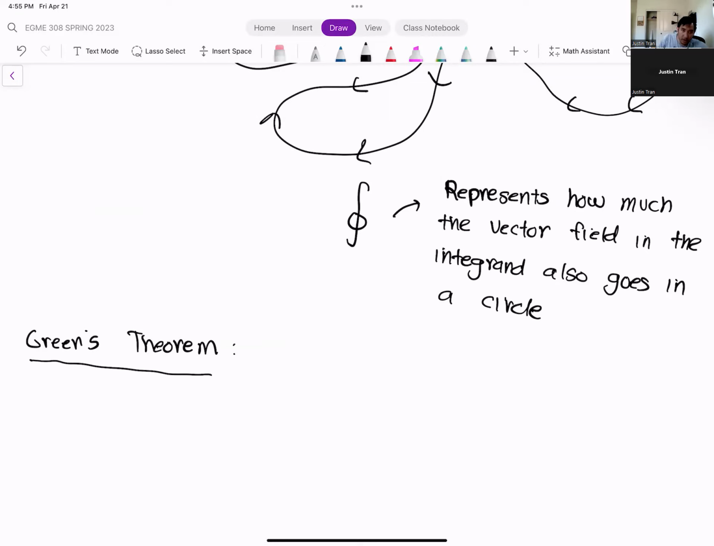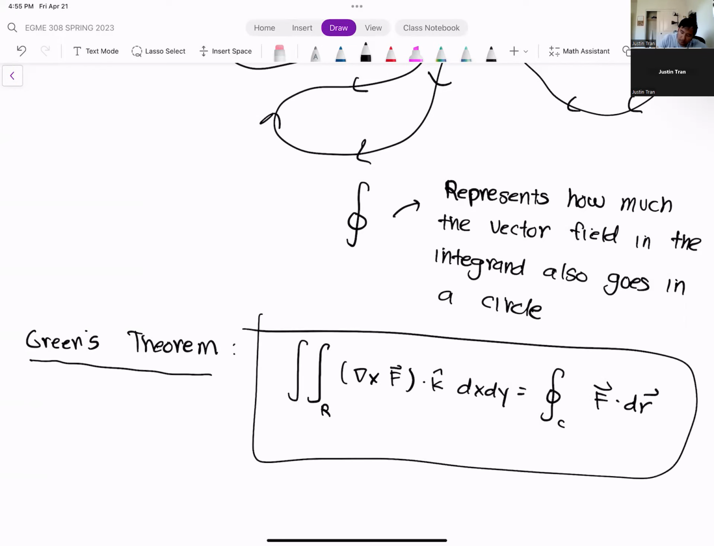And so what Green's theorem says is that the double integral of the curl of the vector field f, dx dy, is equal to the line integral around the closed region R. So we have a closed line integral along the path C of f dot dr. And so by taking the curl and then adding up all those curls in that region, we can say that this is also equivalent to the line integral around that same region.